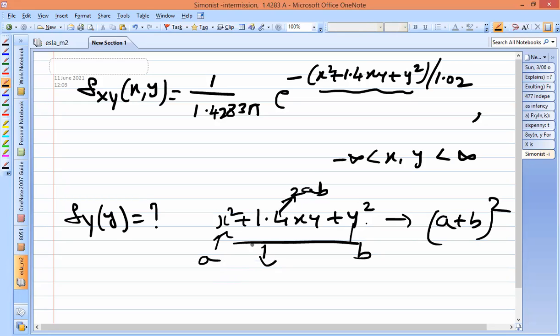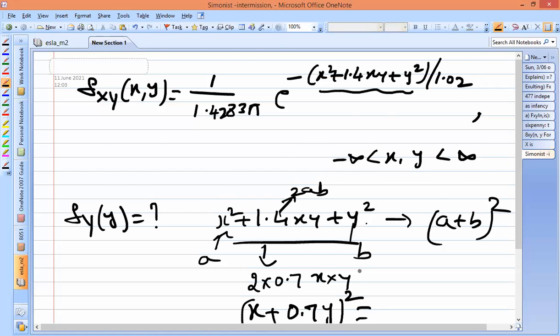So in order to, if you observe this, whatever the middle term you have can be written as 2 into 0.7 into x into y. So here what we do is, we are going to write it in the form x plus, instead of just taking the value of b as y, I'll take this 0.7 y as the value of b.